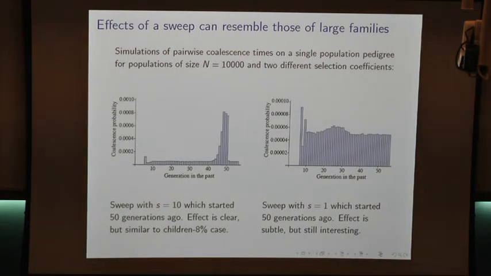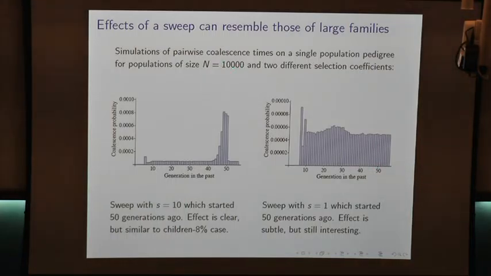if I do the same thing I did with the large families and generate some graphs of coalescence times backward in time, these are sweeps in a population for 2 cases: where S is equal to 10, now really big, and S is equal to 1, also really big. If I estimate S from data in humans, you might estimate, for very, very strongly swept loci, that it's 1%. So instead of 1%, I've got 1. In both cases, the sweep happened starting in generation 50 in the past.